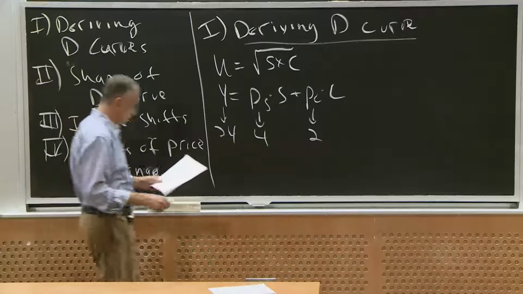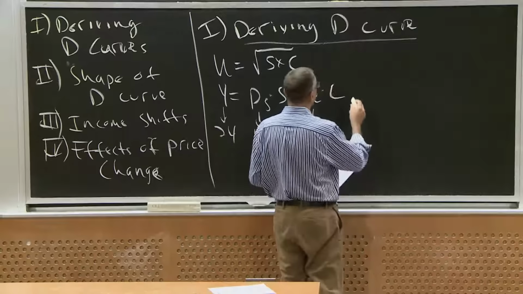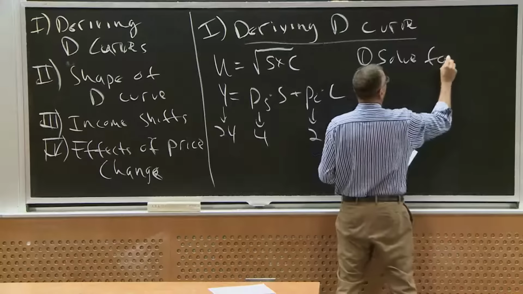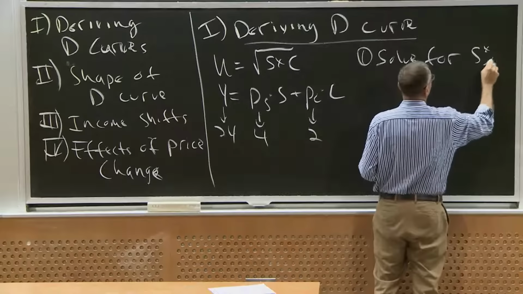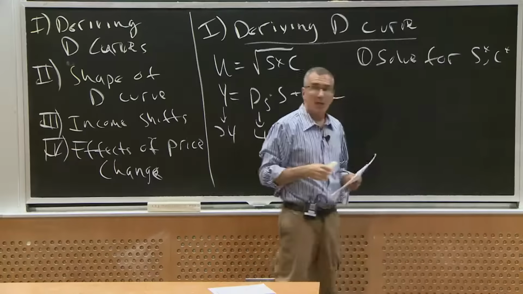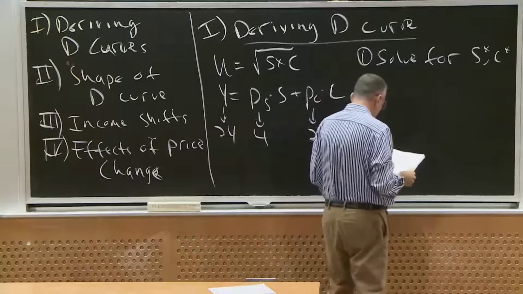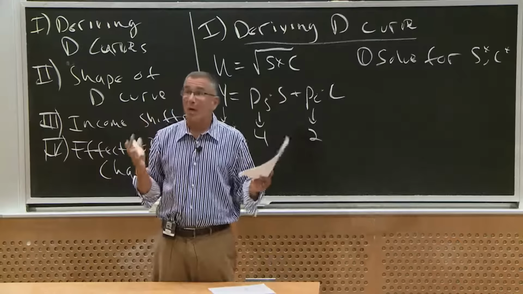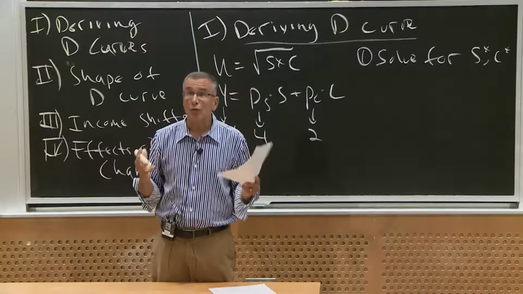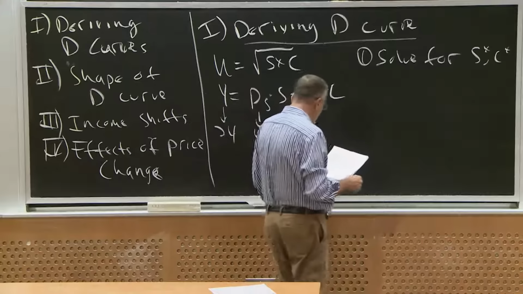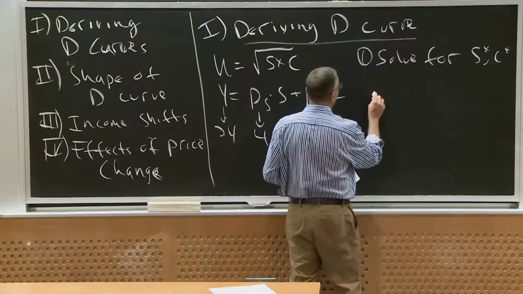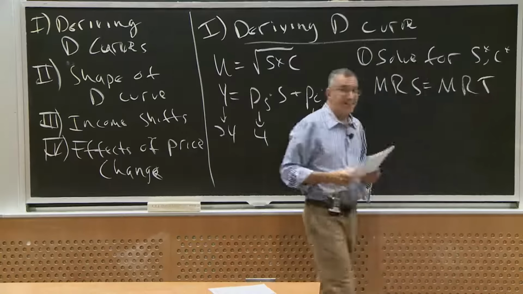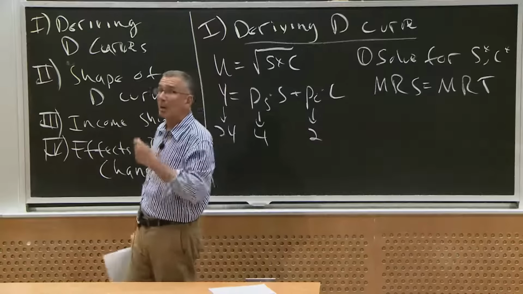Step one is we solve for optimal consumption. Solve for S star, C star. Solve for the optimal consumption pair. How do we do that? Well, as we said last time, constrained optimization, or the highest indifference curve you can reach given your budget constraint, leads you to set MRS equal to MRT. That's the tangency condition. That's the point where you're as well off as possible.